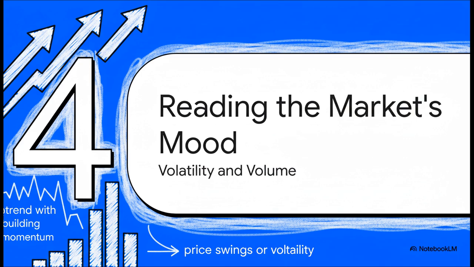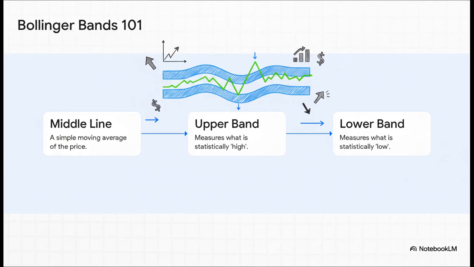Okay, so we've got an uptrend with some momentum building. What's next? Well, we need to check the market's mood, and that brings us to section 4, where we're going to look at volatility and volume. To measure volatility, analysts love using Bollinger Bands. The easiest way to think about it is like this. The middle line is the average price, and the upper and lower bands create a kind of statistical road that the price usually stays inside of. They define what's considered a high or a low price for the stock right at this moment.